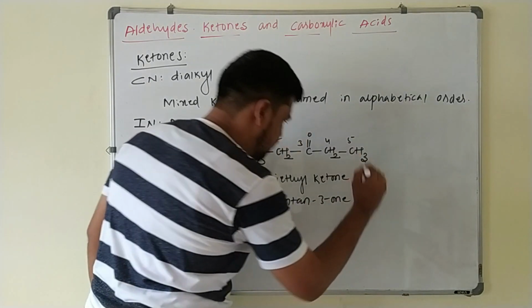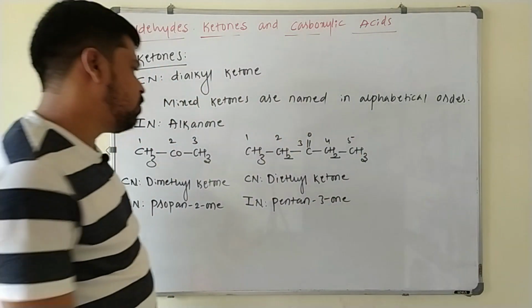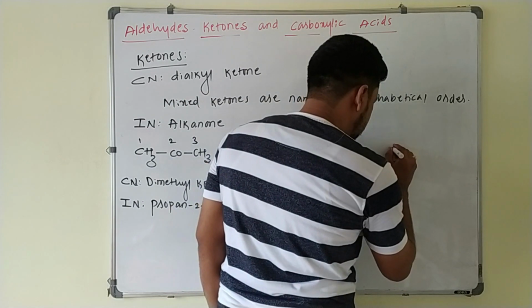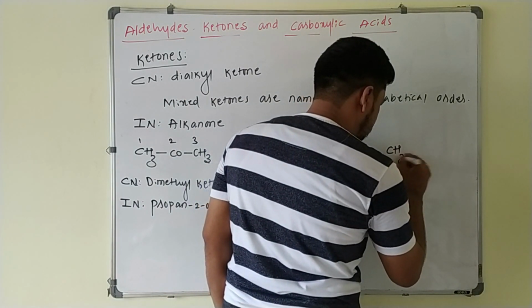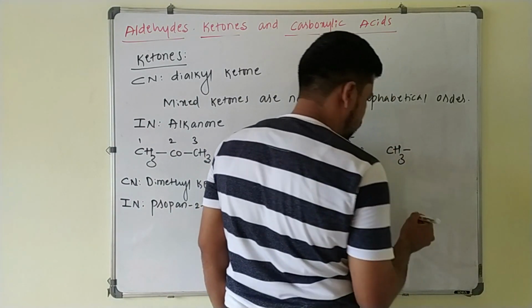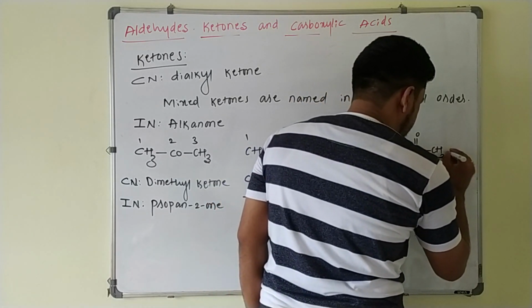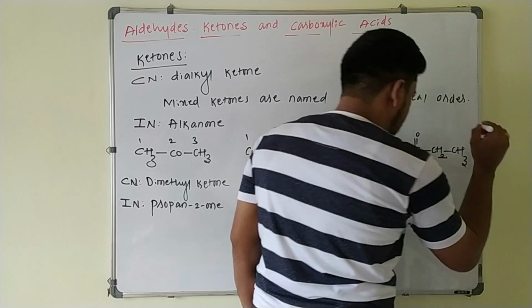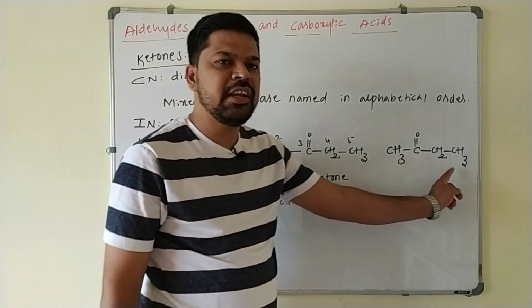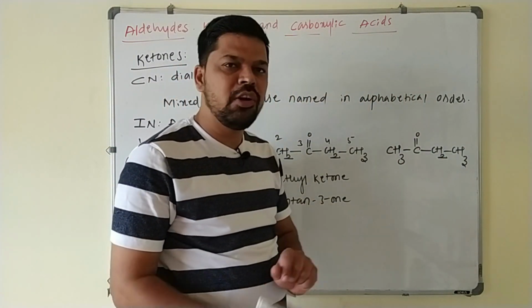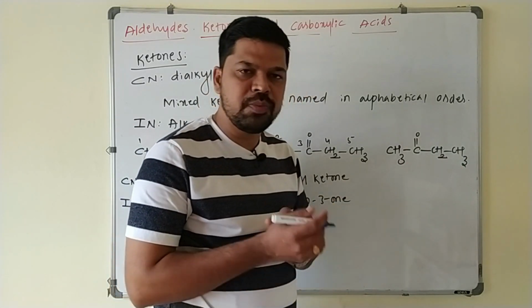Pentane-3-one. Suppose I take CH3, CO, CH2, CH3. Now this becomes an unsymmetrical ketone, because on both sides of the carbonyl group different alkyl groups are present.